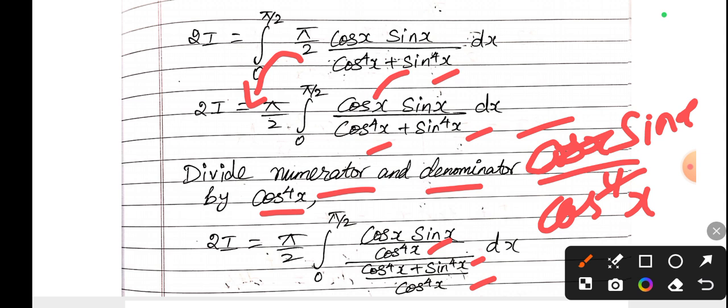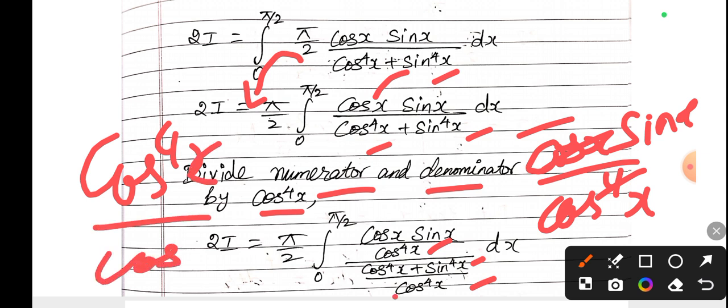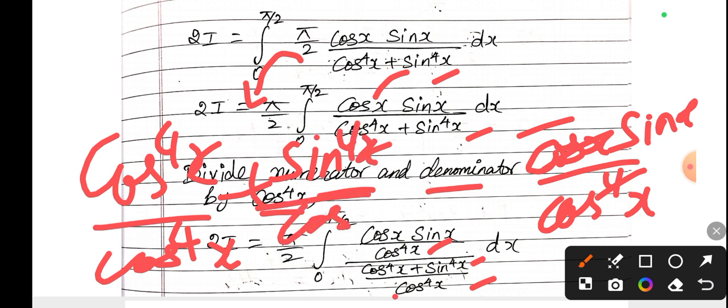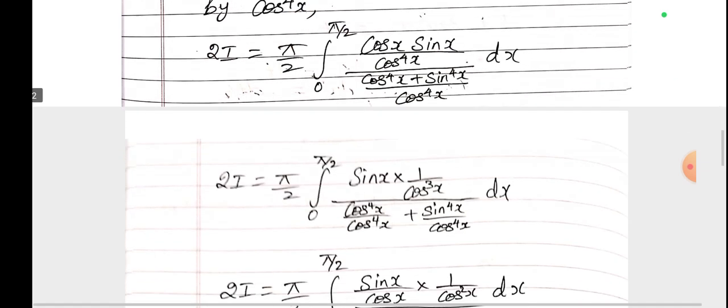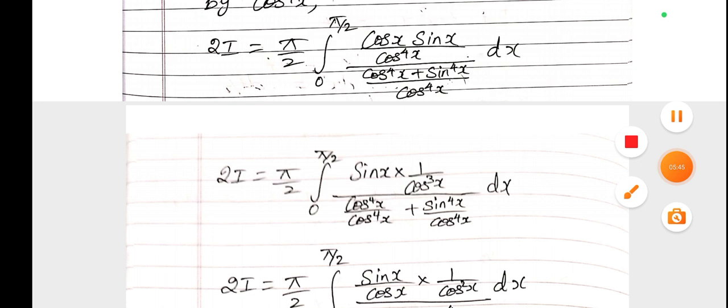Am I correct, children? And here we can split cos power 4x by cos power 4x plus sin power 4x by cos power 4x. I think in the denominator we can split like this. Can we go through, children? What I have said, you have done; I check.